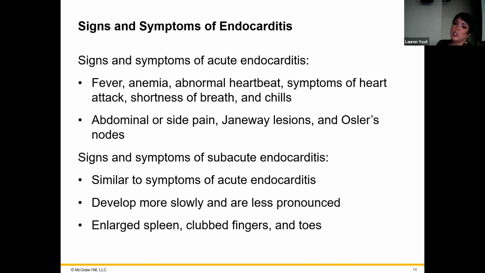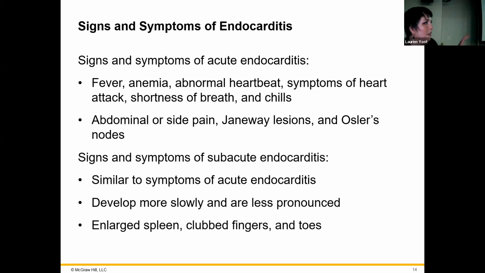Janeway's lesions and Osler's nodes. These are basically like spots that you'll get either in your nails or in the calloused areas of the skin that are due to ruptured blood cells. And so it looks like a scab or something growing out under your nail. That's Janeway's lesions.